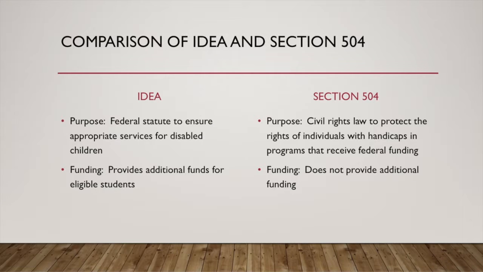So, comparison of IDEA and Section 504. IDEA, the purpose: it's a federal statute to ensure appropriate services for disabled children. Funding: it provides additional funds for eligible students. The purpose of Section 504 is a civil rights law to protect the rights of individuals with handicaps in programs that receive federal funding. And then funding: it doesn't provide any additional funding.